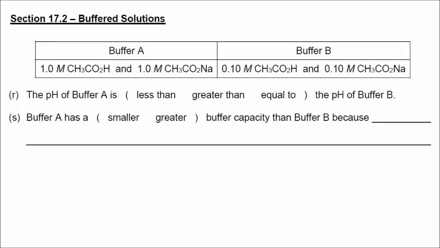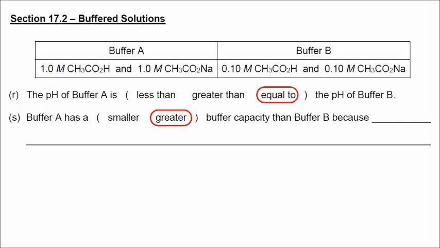They each contain a mixture of acetic acid and sodium acetate. But buffer A has a higher concentration of each component. As far as the pH of these buffers, because the ratio is the same in terms of the number of moles and the log of 1 is 0, each of these buffers will have a pH equal to the pKa of the acid. In other words, 4.74.